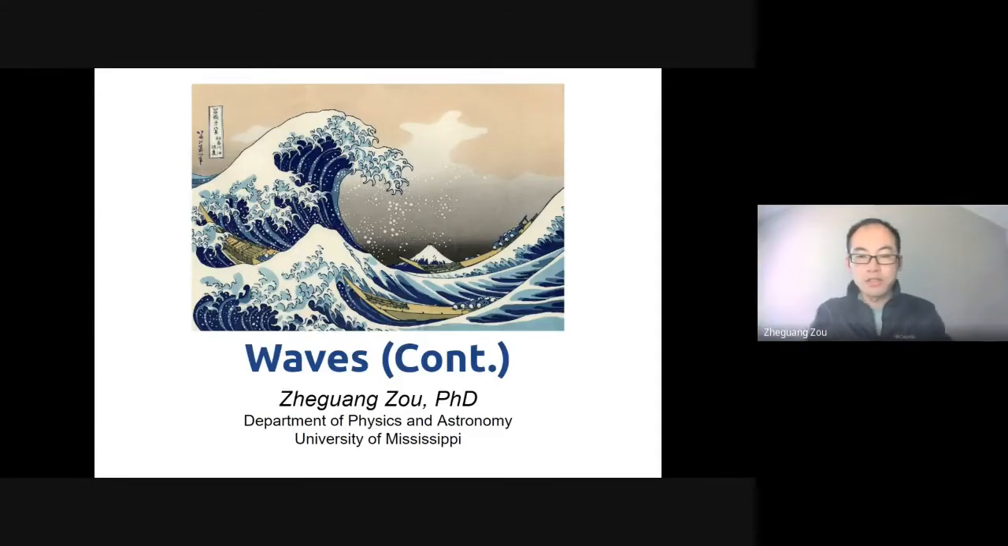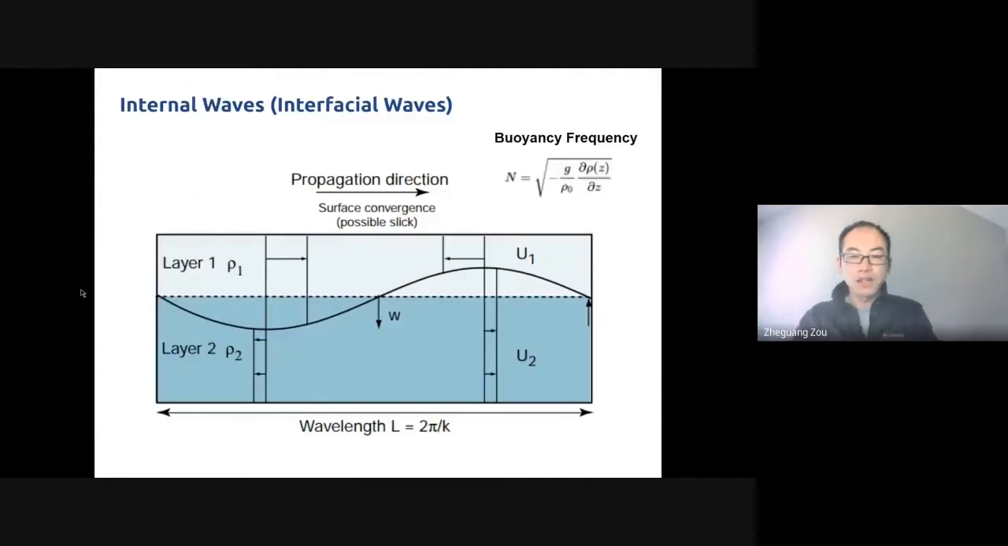We continue to talk about waves. In the last class, we talked about internal waves. One particular type of internal wave is the interfacial wave. Interfacial waves. So think about that.